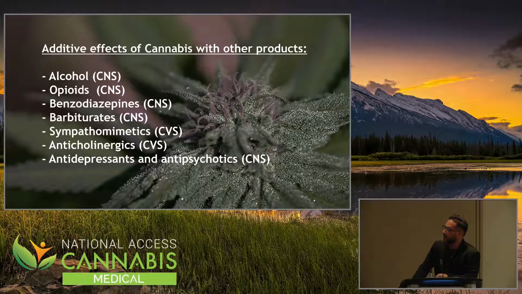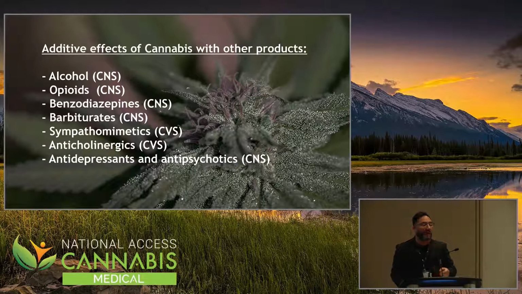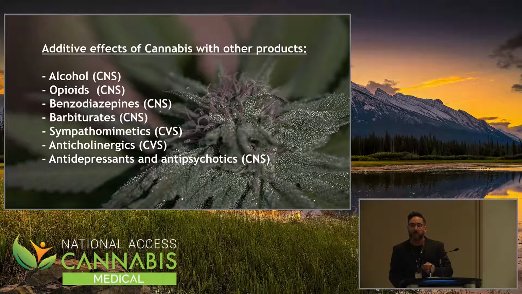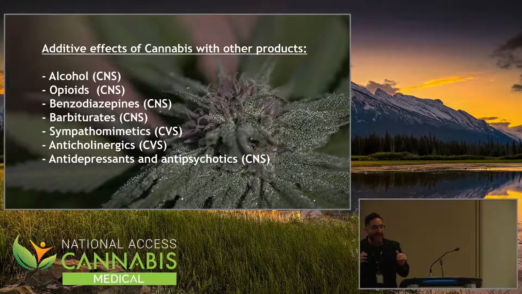Of course, when we're talking about specific additive effects, we have to talk about alcohol. There is a metabolite that's produced. We should stay away from cannabis and alcohol together. Opioids, of course. Opioids are an interesting one because in small doses, cannabinoids and opioids are actually synergistic.